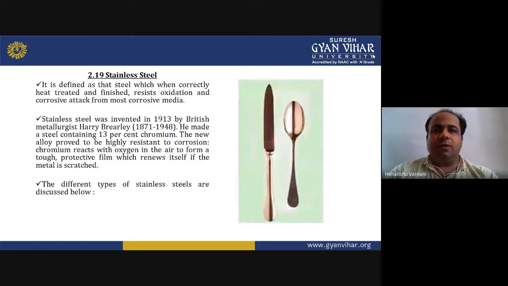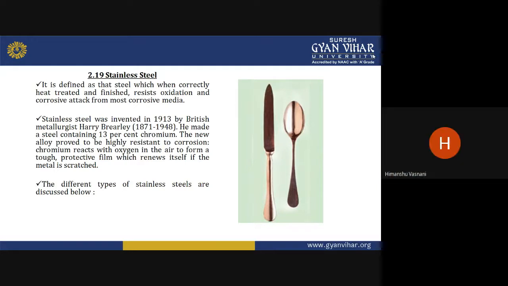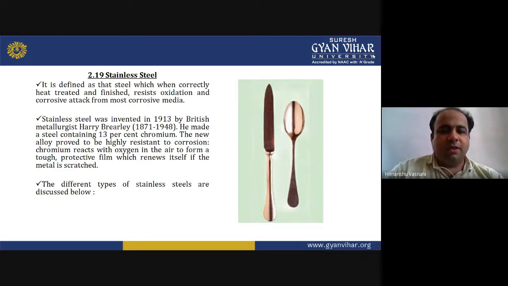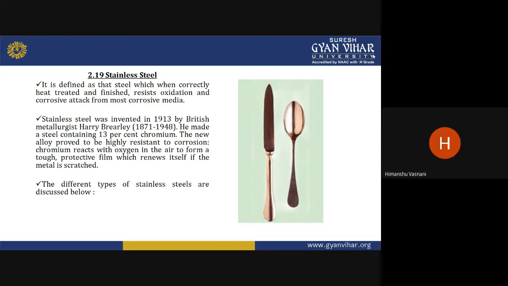So we have been studying various ferrous metals in the previous lectures, like cast iron and free cutting steels. Steel we have also studied, but now we are going with stainless steel. Stainless steel is defined as that steel which, when correctly heat treated and finished, resists oxidation and corrosive attacks from most corrosive media. In the diagram on the right hand side, we normally use stainless steel in our domestic work in the kitchen, maybe in the form of a spoon or knife.